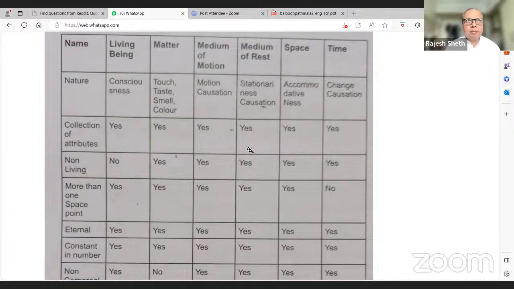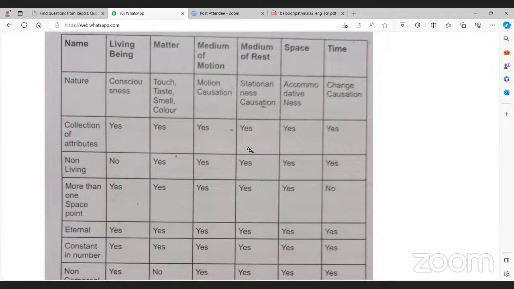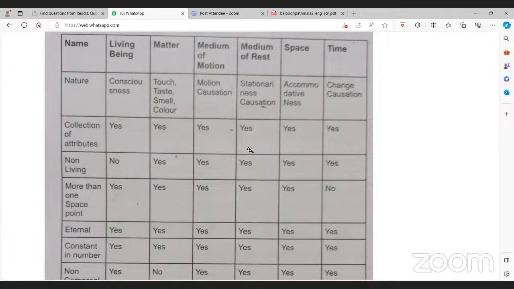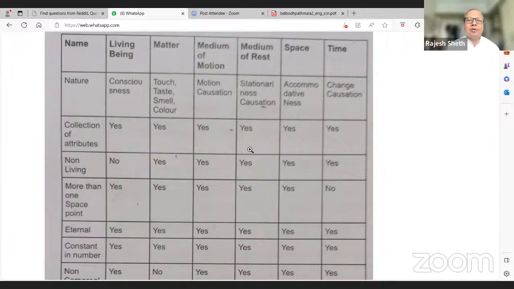So what is this Pradesh? Pradesh is the space point. The smallest of the particle is called an atom. So the space occupied by an atom in the Akash Dravya is one Pradesh. And then why is it a no for time? Time is only one space point. So there are innumerable space points in this universe, and in each space point there is one unit of time.